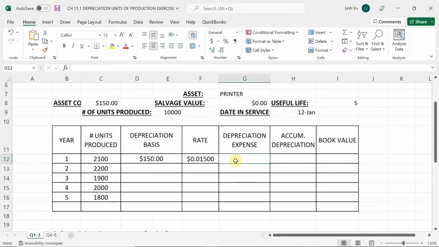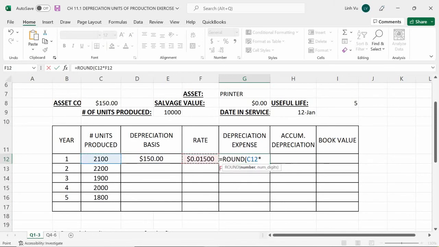So how do I determine what my depreciation expense is going to be? Okay, you're going to multiply that by the 2,100. Good, right? The total number of units produced that year, multiplied by my per unit rate. And I'm going to use my round formula because I have half of a penny right here. So what is my depreciation expense for the first year?